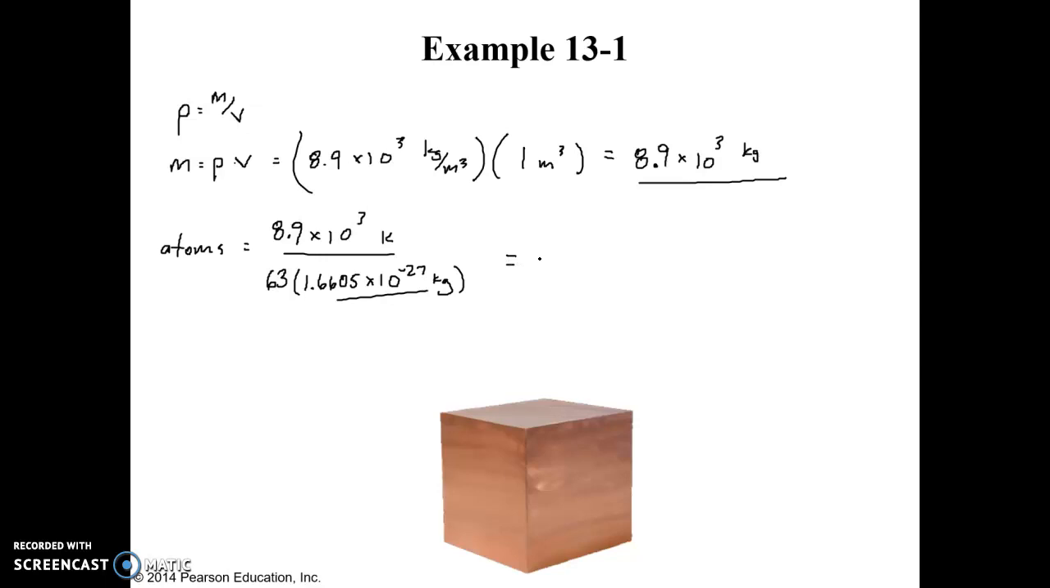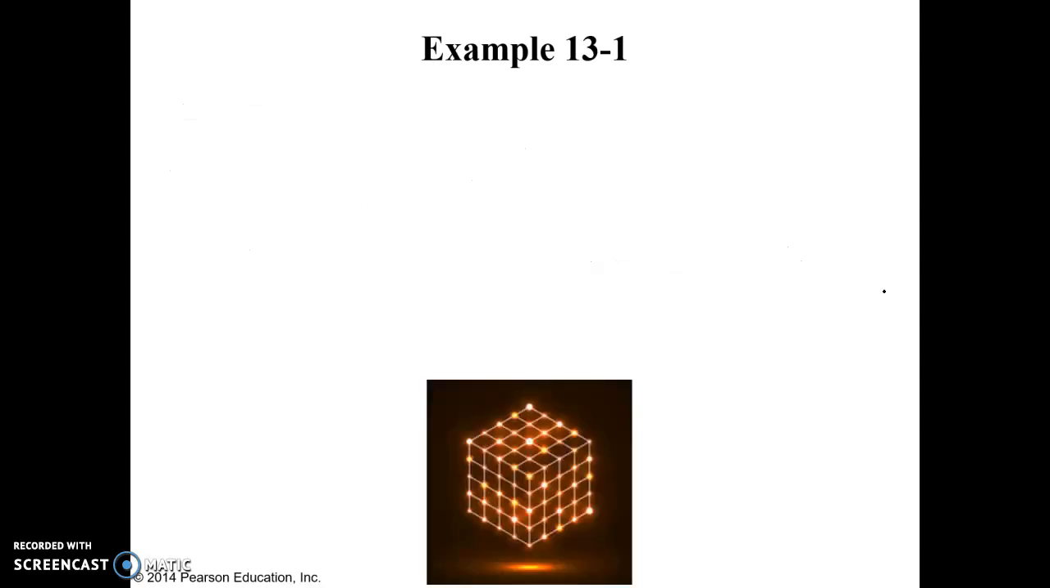And so what we get is 8.5 times 10 to the 28th copper atoms. So that's a lot, right? Obviously that's a lot. We would expect that because atoms are very small, so we would expect there to be a lot of them. So here's where the creative problem solving comes into play.